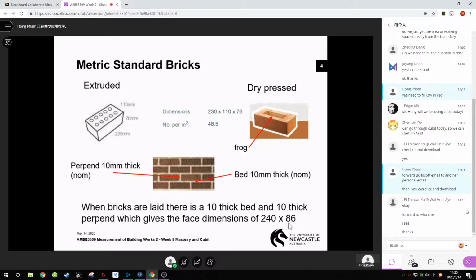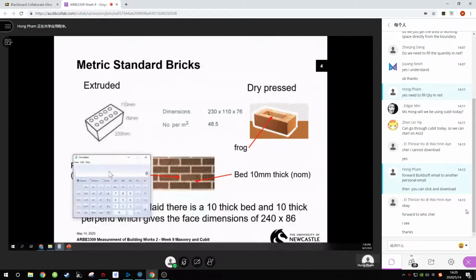Because if, let's say, you have a brick wall of 3 meters, how many courses are there? Let me give you a quick example. I'll show you my calculator. Let's say I have a brick wall of 3 meters. I know that one course is 86, so divide by 86. So you get 34.88 courses.